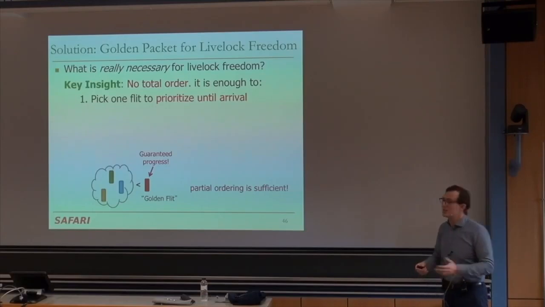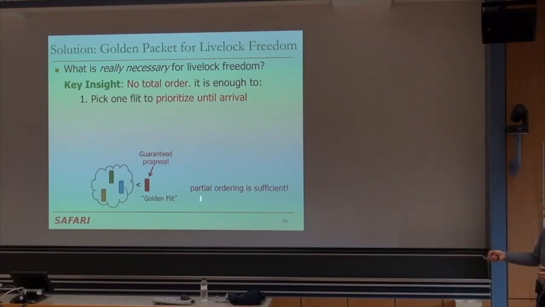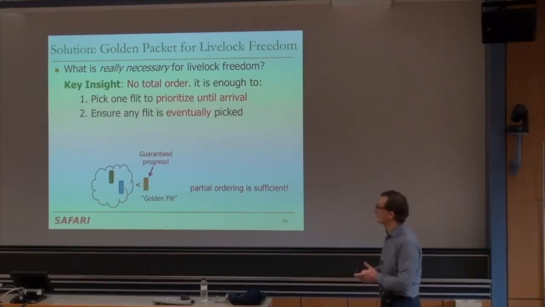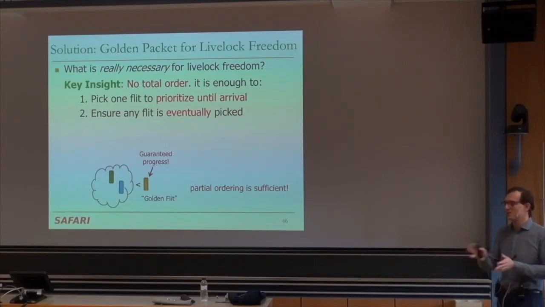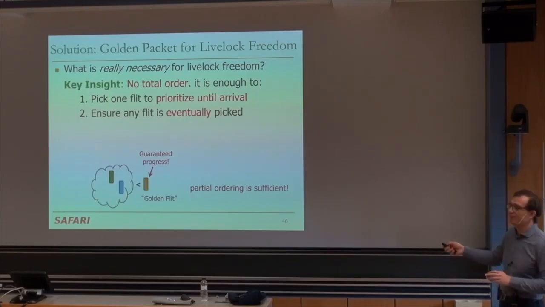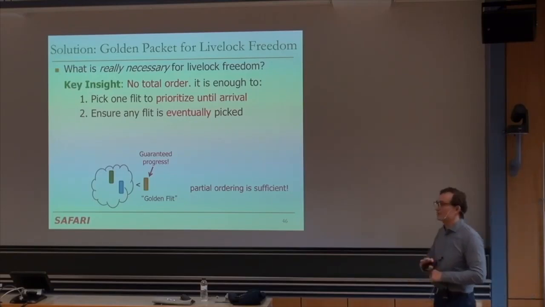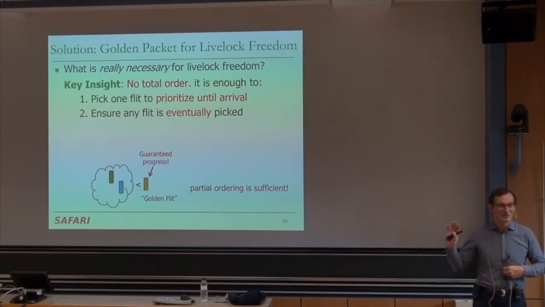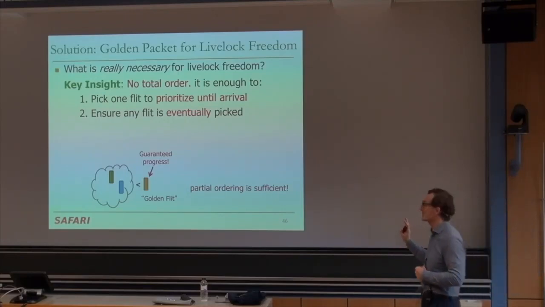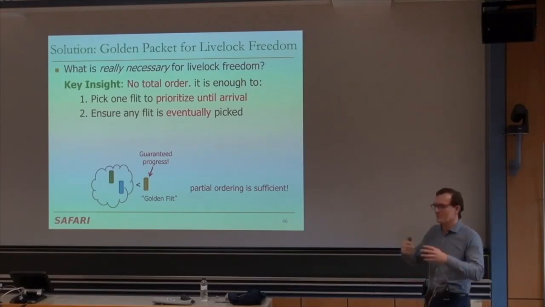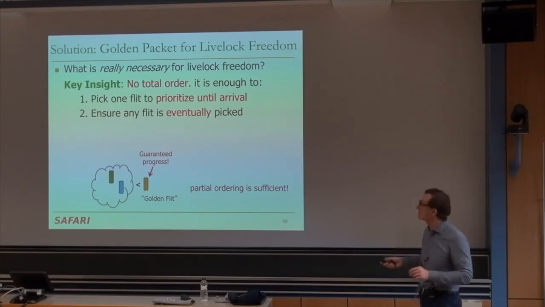Basically, all you need to guarantee is to pick one flit and prioritize it until it arrives at its destination, and ensure any flit is eventually picked. Let's call that the golden flit. It's actually packet-based. If you read the paper, you will see that, but let's assume flit-based. So you pick one flit to be golden and prioritize it until it arrives, and ensure that any flit is eventually picked. And that's the simplest live-lock freedom mechanism that we could come up with. I'm not sure if there's anything simpler than this at this point. Of course, you can make it more complicated, as we will see in a little bit, to make things a little bit better. But this is all you need.